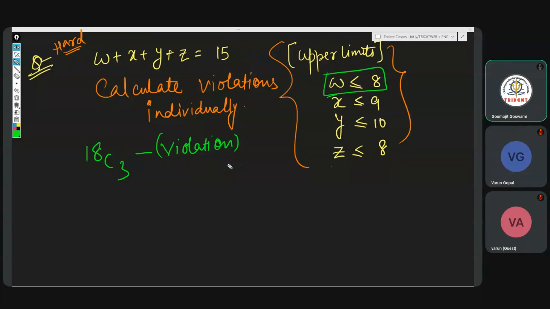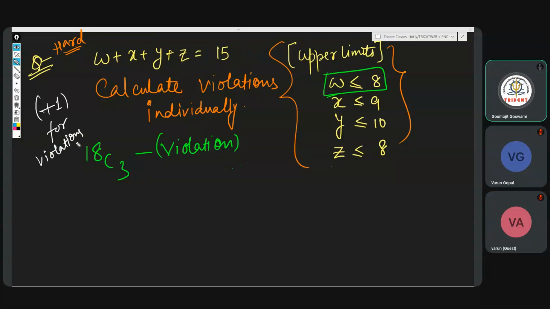Had I been doing everything on my own, I would have also left it. Chalo, let's solve it. Okay. How do we solve it? We will make use of the violation for W. Okay, so I'm just gonna write it. All we need to do is add +1 for individual variables for individual violation.